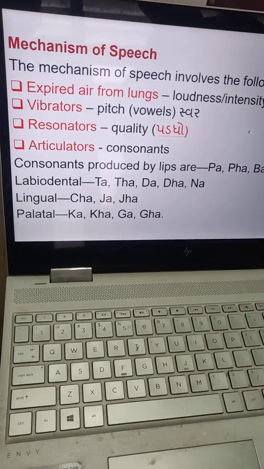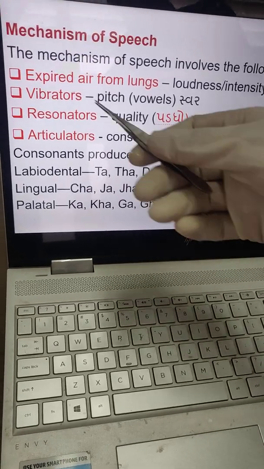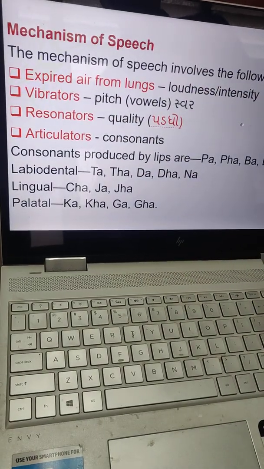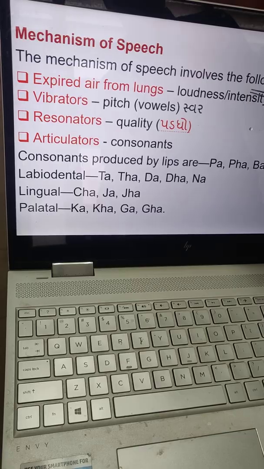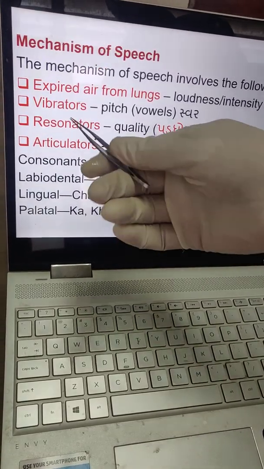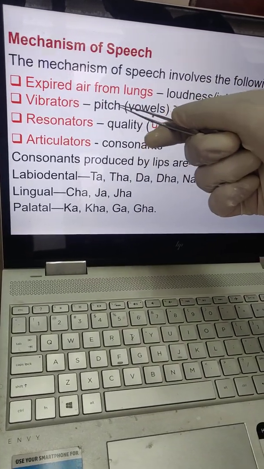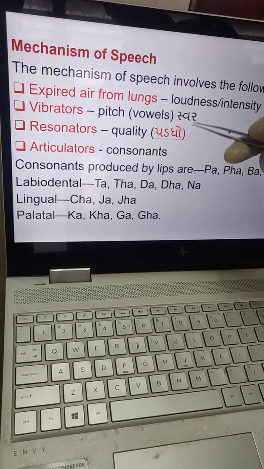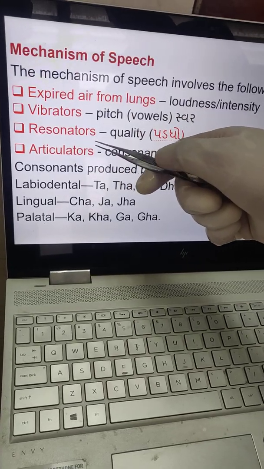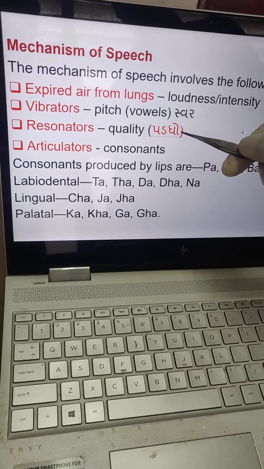The mechanism of speech you can learn in physiology, but we have divided it into 4 steps. Expired air from the lungs leads to loudness and intensity, and this expired air leads to vibrations of the vocal cord. This vibration leads to pitch, and it makes the vowels, called swar in Gujarati. After that comes resonance, which gives the quality of the sounds, called padgo in Gujarati.